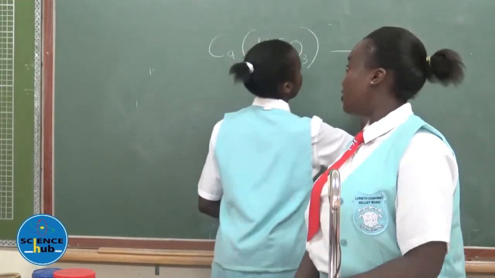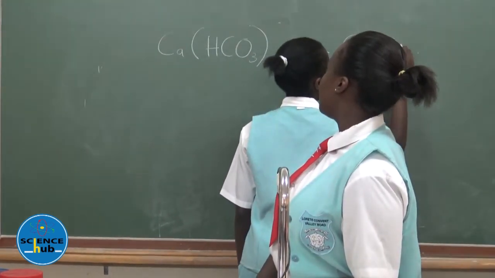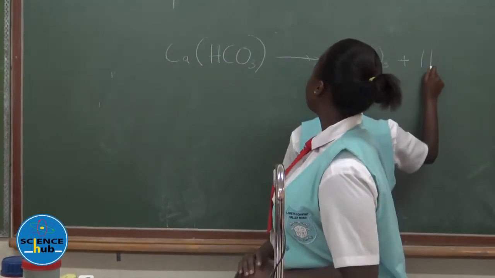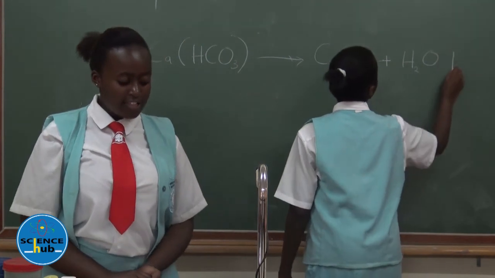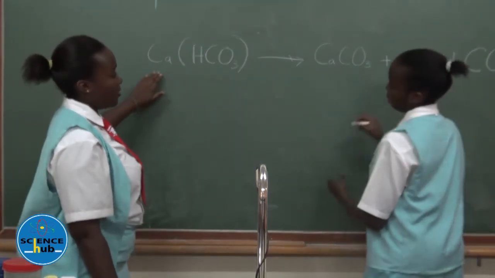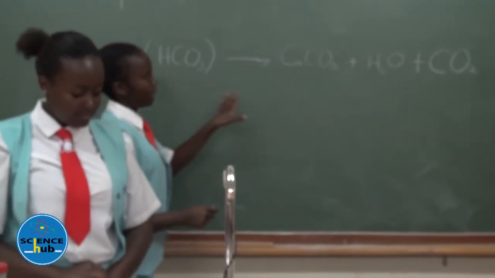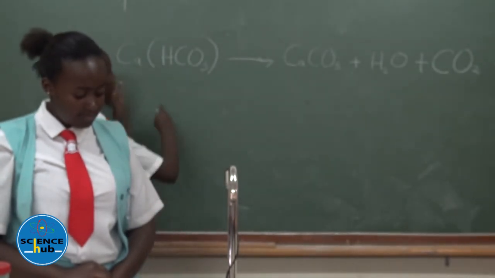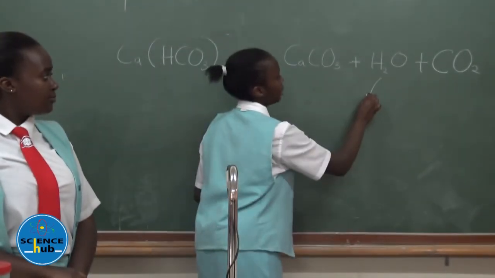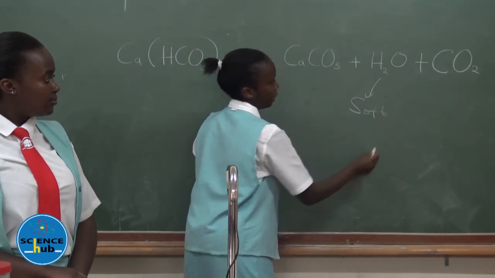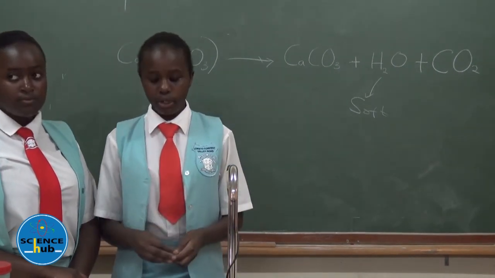And when you boil it, you heat it, as you heat it, you're trying to break up this large compound into smaller compounds. You see, after you've broken this big compound, which was in your water, you form calcium carbonate and water, which is soft, and carbon dioxide, which is one of the products of this. So we've looked at removal of hardness through boiling.